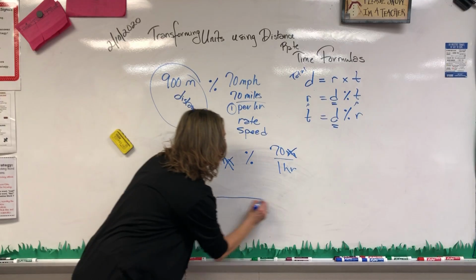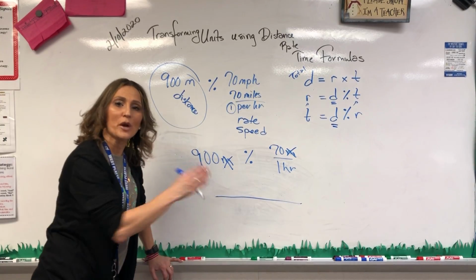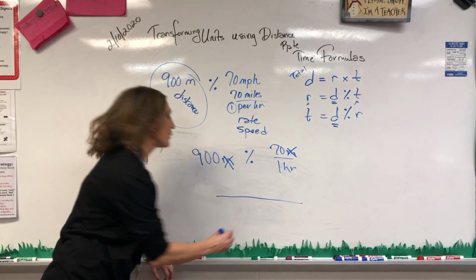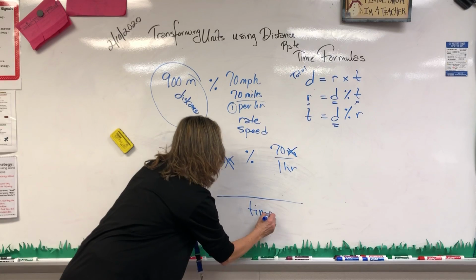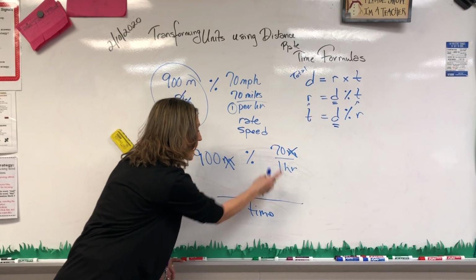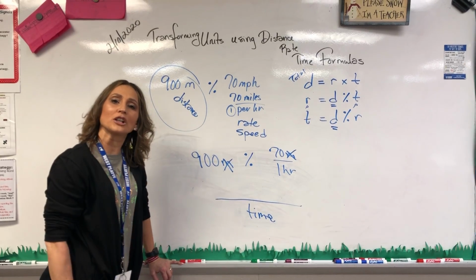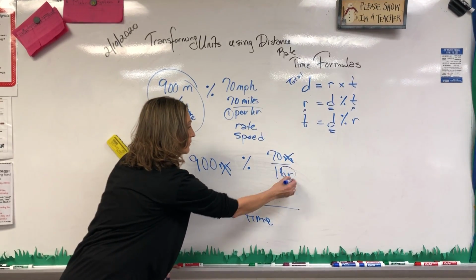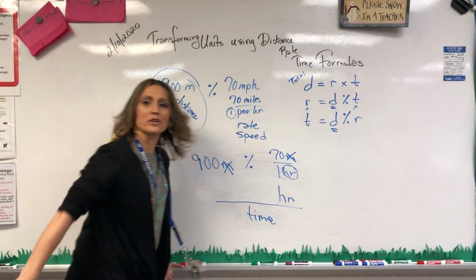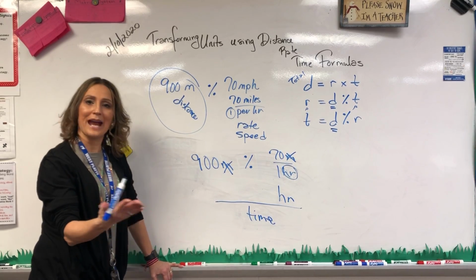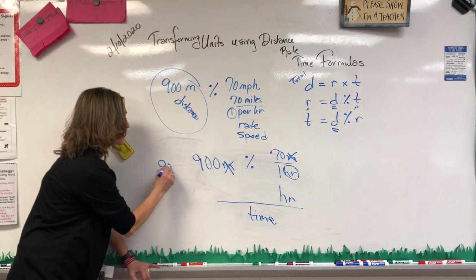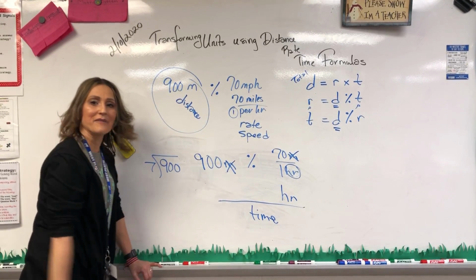And then I ask them, what do you want your answer to be down here? And they'll tell me, we want it to be in time. We know the distance, we know the rate, we don't know the time. Well, what do you want your time to look like? You want your time in hours. So all you simply have to do then is take that 900 and divide by 70.